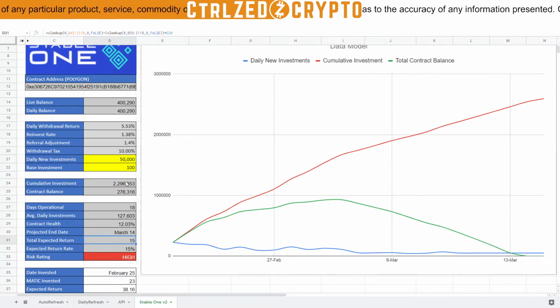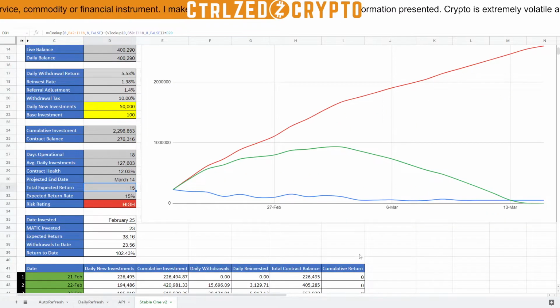I'm expecting if I was to invest 100 MATIC, I'd get back 15. Not a good investment. But I'm also tracking my own investments here. I did invest in Stable One on February 25th. I put in 23 MATIC. I'm expecting 38. That 38 comes from their own website. That's their own calculator saying how much I should expect back.